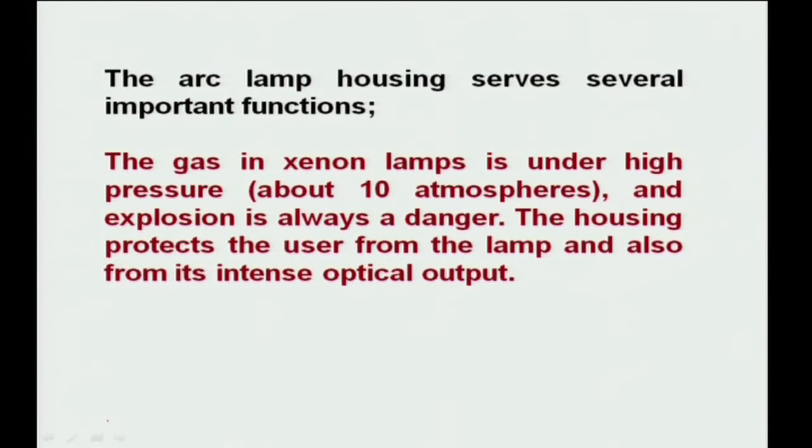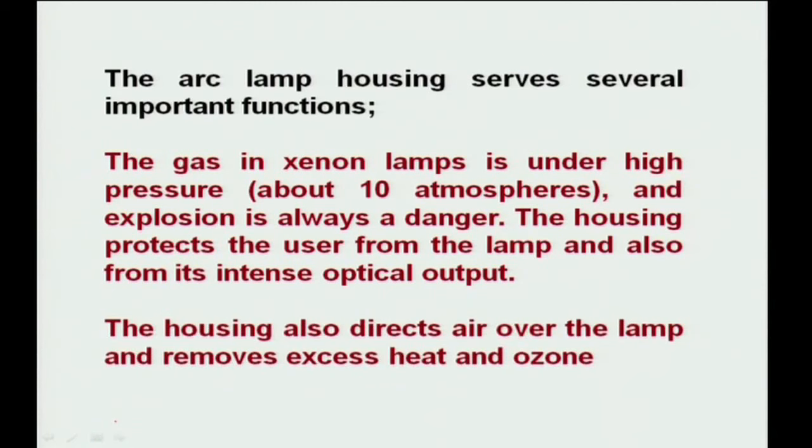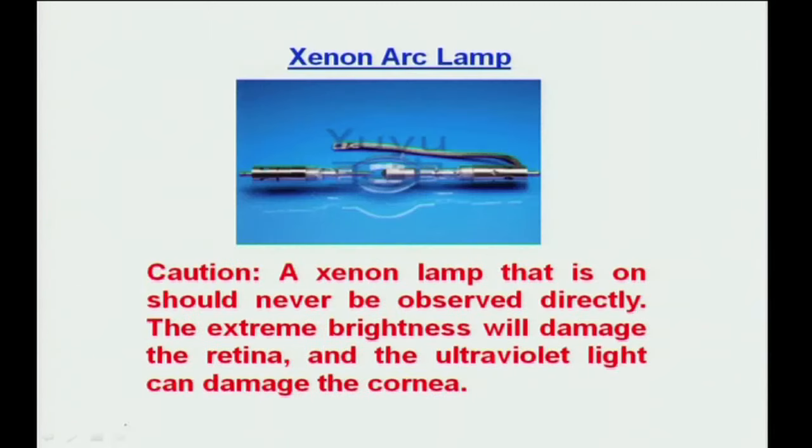These are the functions of the arc lamp. The gas in xenon lamps is under high pressure, about 10 atmospheres, and explosion is always a danger. The housing protects the user from the lamp and also from its intense optical output. The housing also directs air over the lamp and removes excess heat and ozone.